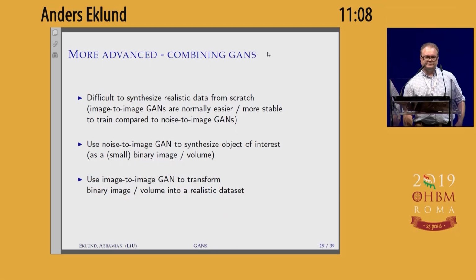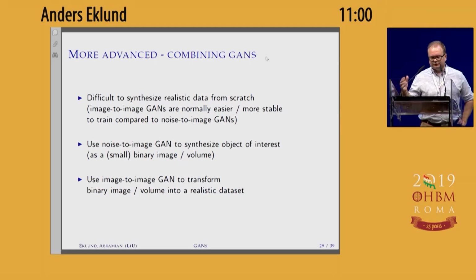And another idea is to combine different GANs, since a noise-to-image GAN can be pretty difficult to train due to mode collapse and so on. So instead of directly trying to synthesize data, you can try to do it in 2 steps. So you can use a noise-to-image GAN to synthesize some object of interest, like a binary segmentation mask, and then you can use an image-to-image GAN to transform this binary mask into a realistic image.